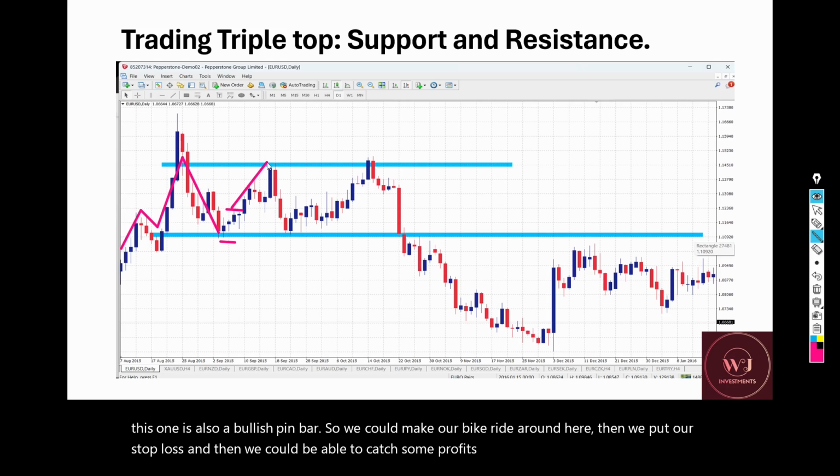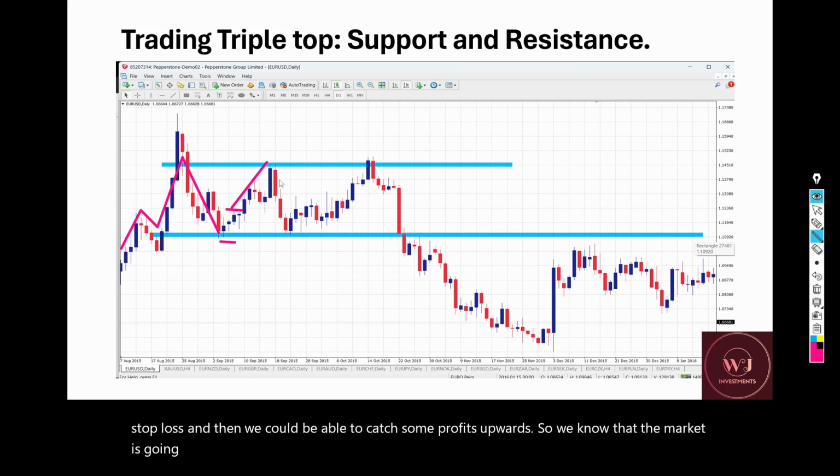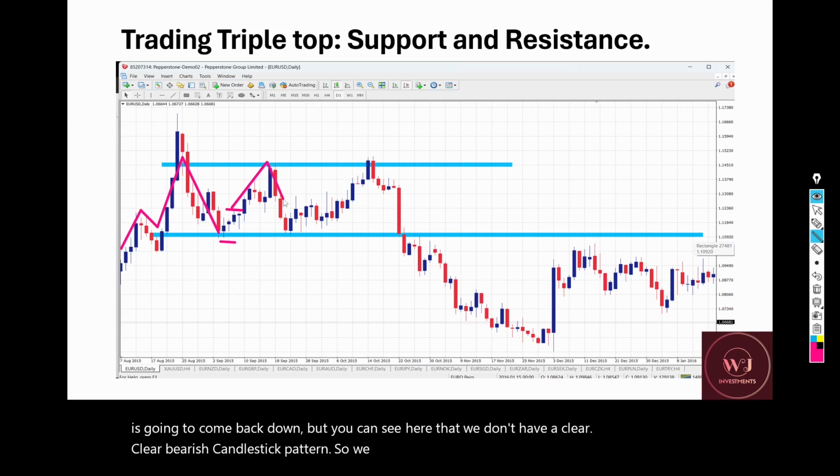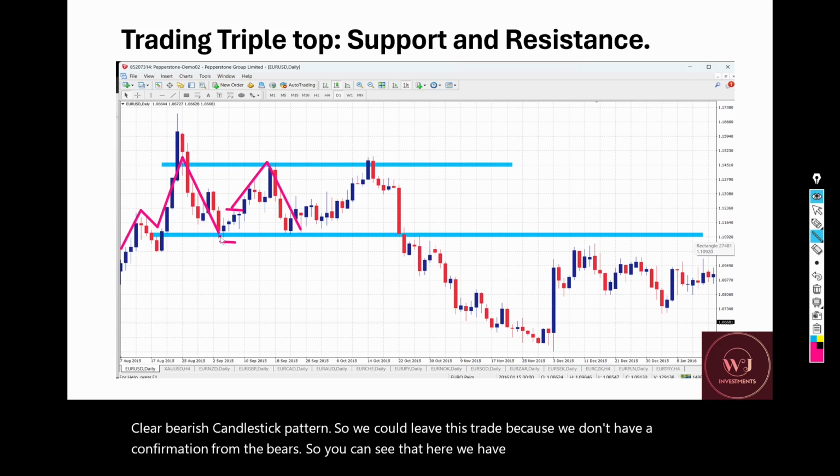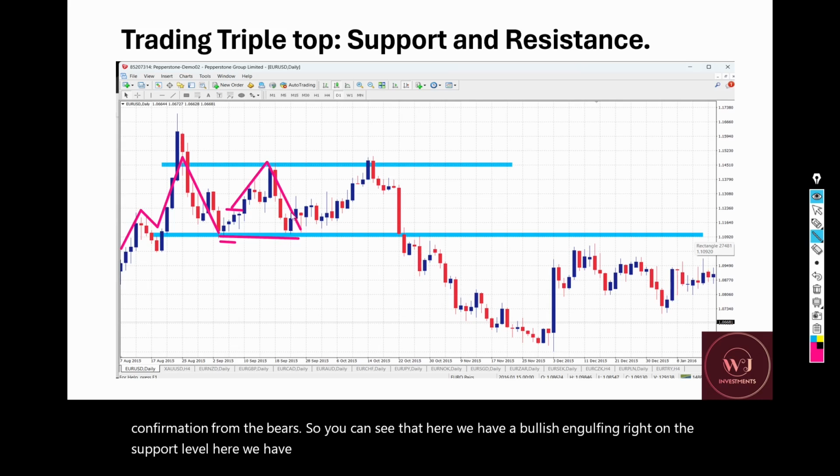So we know that the market is going to come back down, but you can see here that we don't have a clear bearish candlestick pattern. So we could leave this trade because we don't have a confirmation from the bears. So you can see that here we have a bullish engulfing right on the support level here. So after this bullish engulfing, we could make a buy trade from here, and then we go back to this level of resistance.